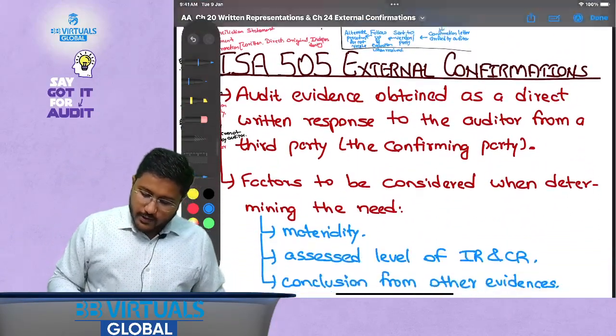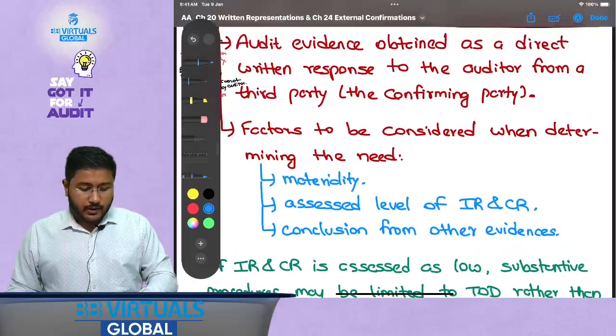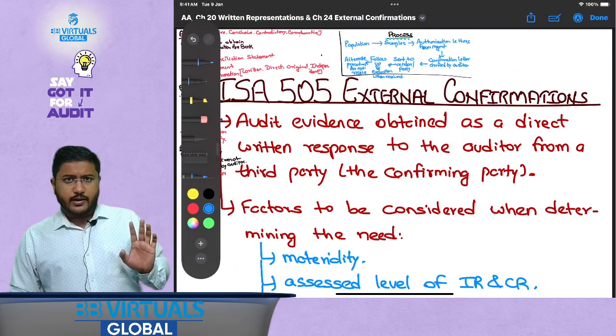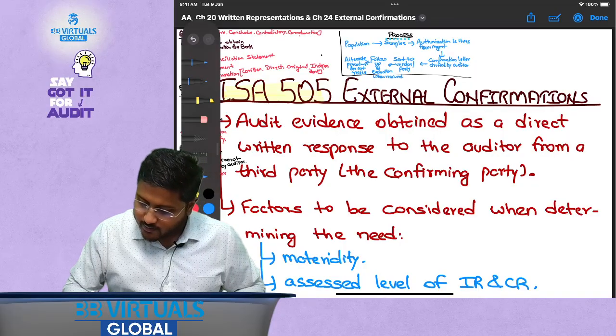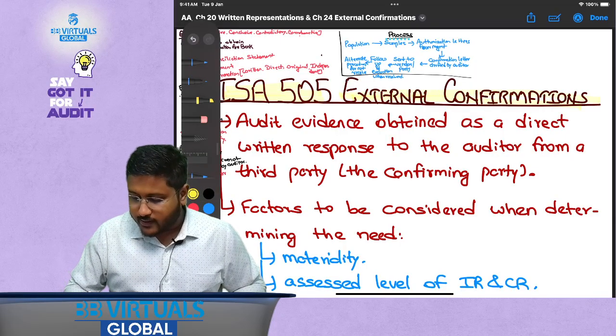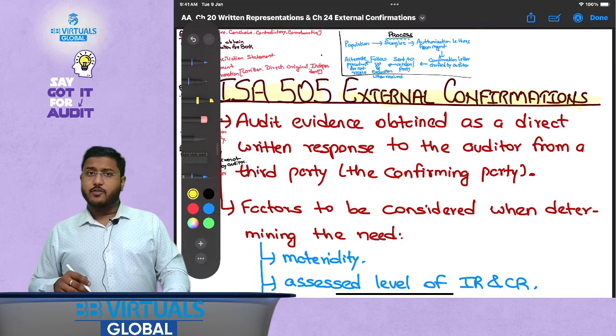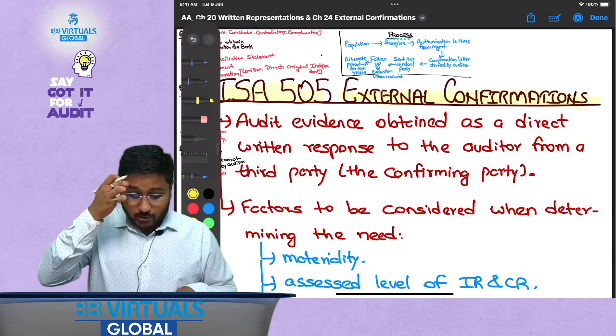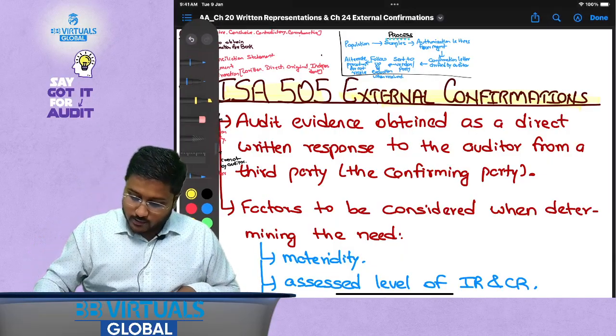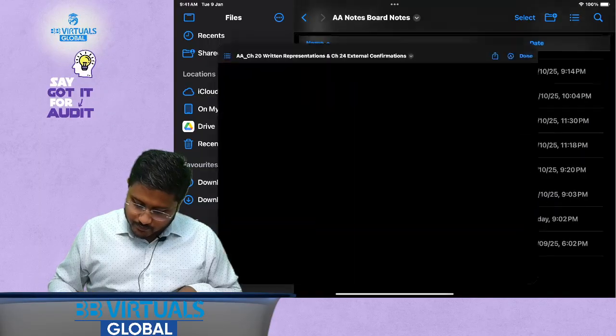Now we have understood a lot of things about this particular standard, which is ISA 505. Now let's go to the technical standard and read everything, and see if there is any new information. If yes, we will understand it then and there. So ISA 505, let's talk about audit evidence.